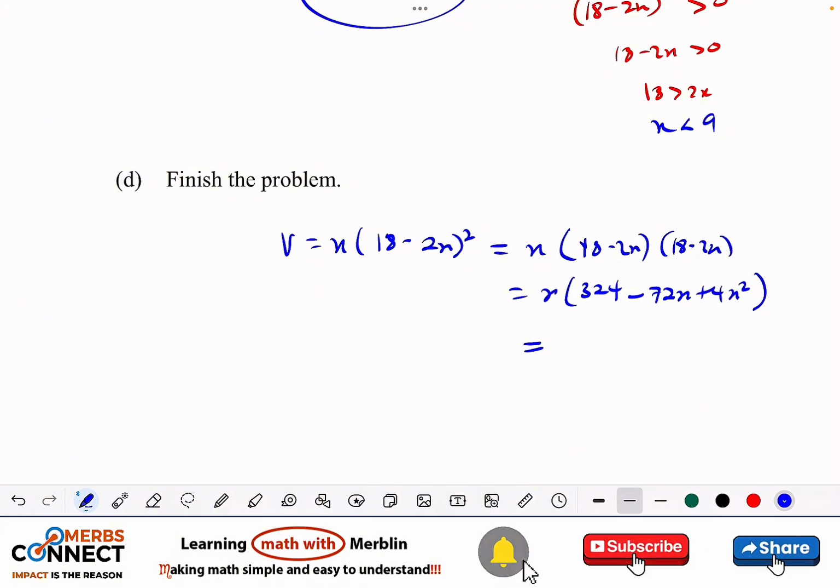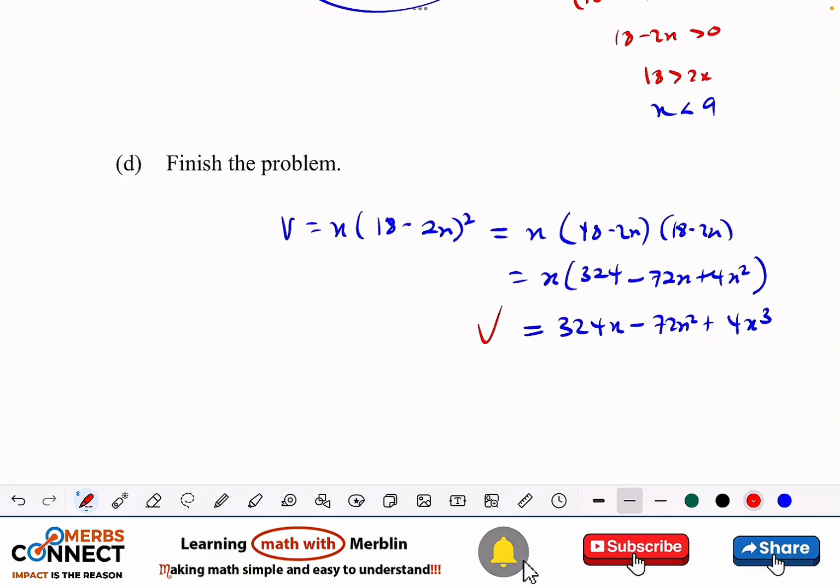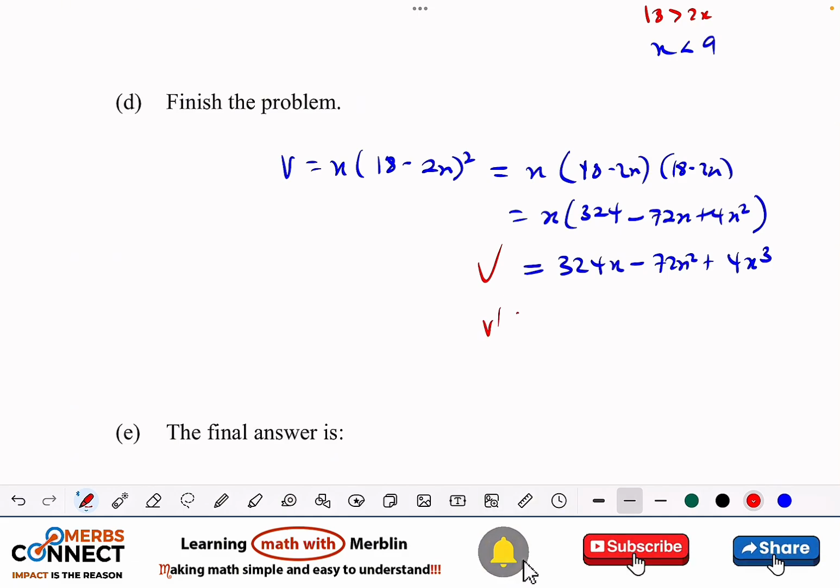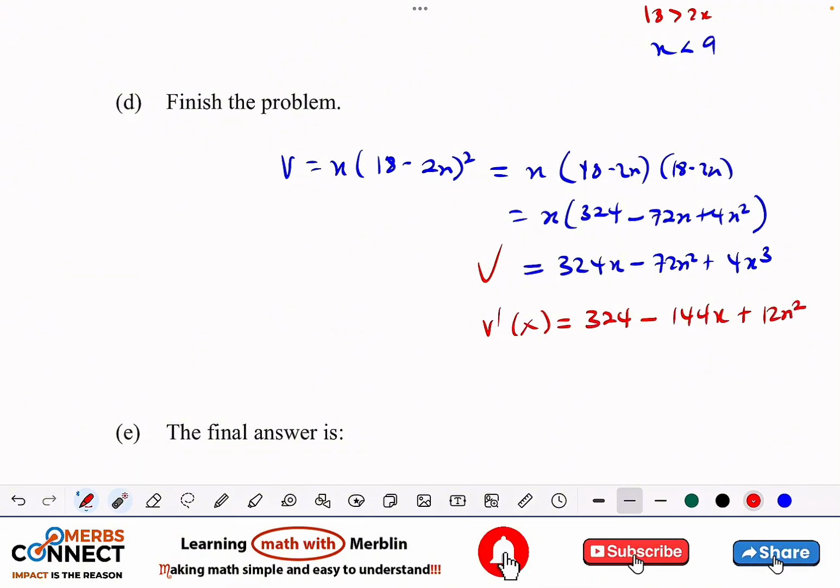Multiply through by x: 324x minus 72x squared plus 4x cubed. So this one will help us to find f prime, or v prime. This is going to be 324 minus 2 times 72, which is 144x, plus 12x squared. So now we can find the critical values from here. For critical values, we set v prime to be 0.